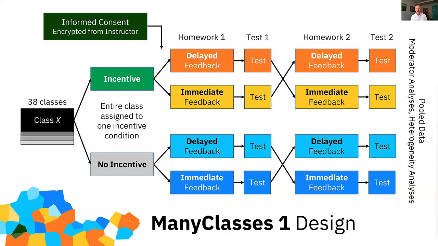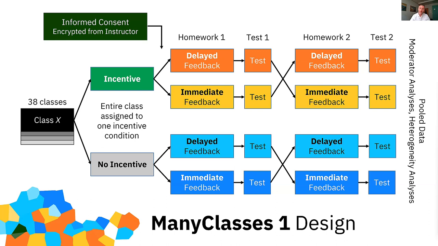So it had a lot of detail. I'll walk you through this. We started with 38 classes and every class was randomly assigned to either an incentive or a no incentive condition. Bear with me on this. Here's a possibility that we wanted to avoid. Maybe students would never look at the feedback. If that was the case, then our manipulation would have been not super great.